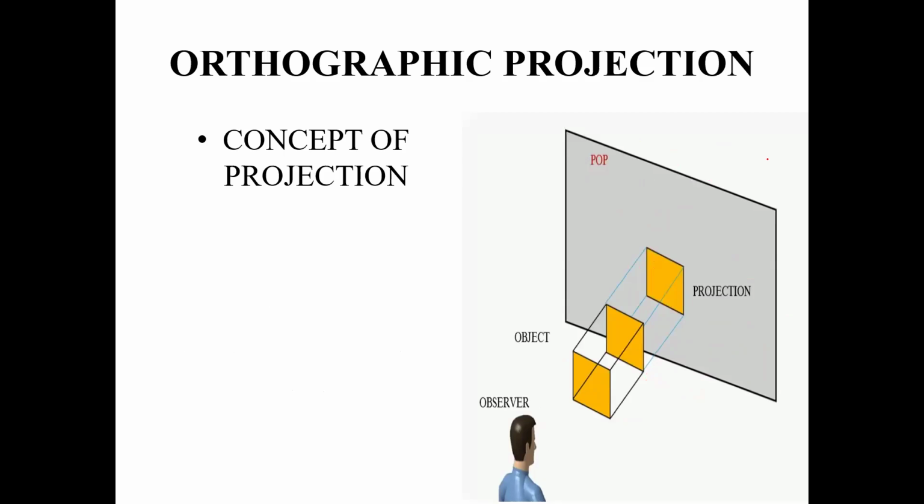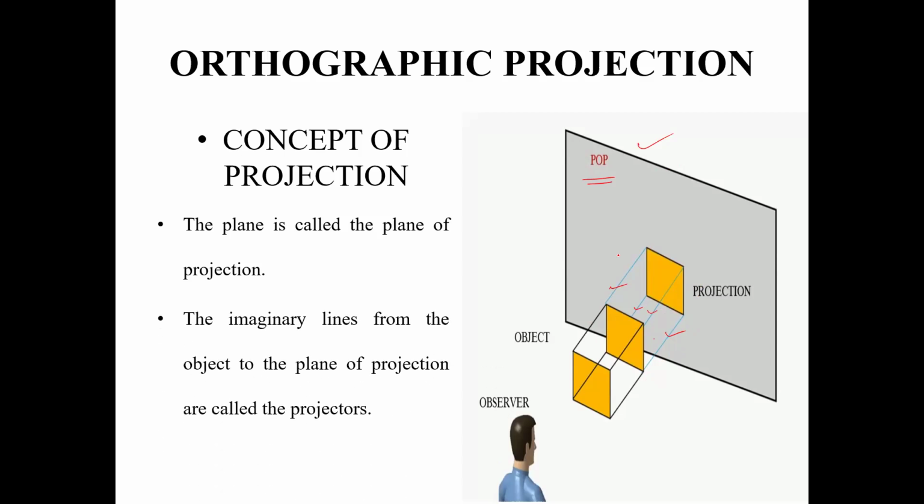So the definition of plane of projection, you can see on this slide. The plane on which we are projecting the object is called the plane of projection. And in order to project the object on this plane of projection, we have taken the help of several imaginary lines which are represented by these blue colored lines. These lines are called the projectors.